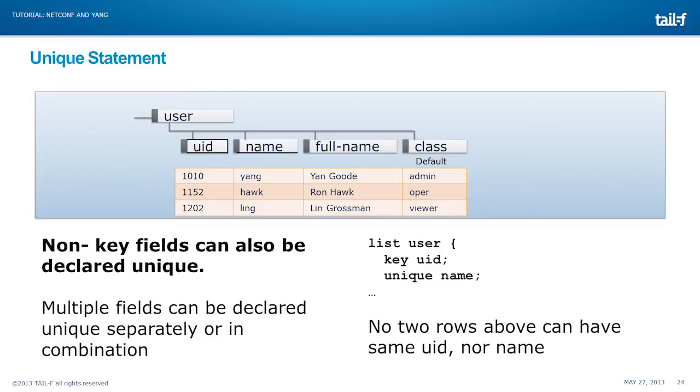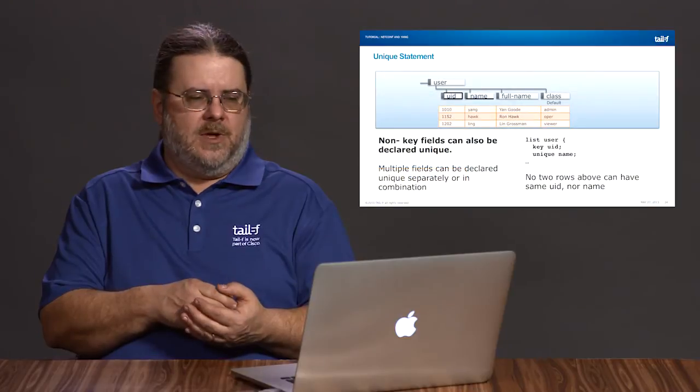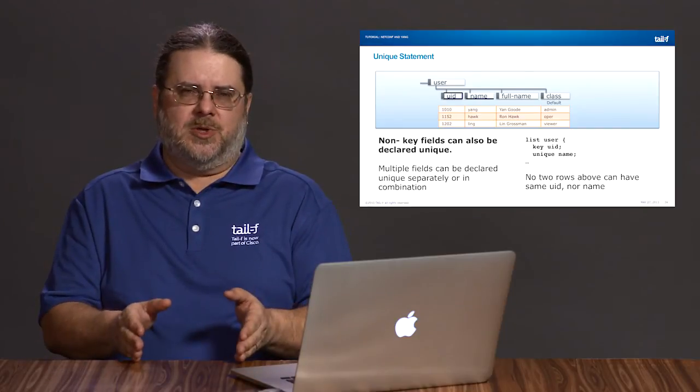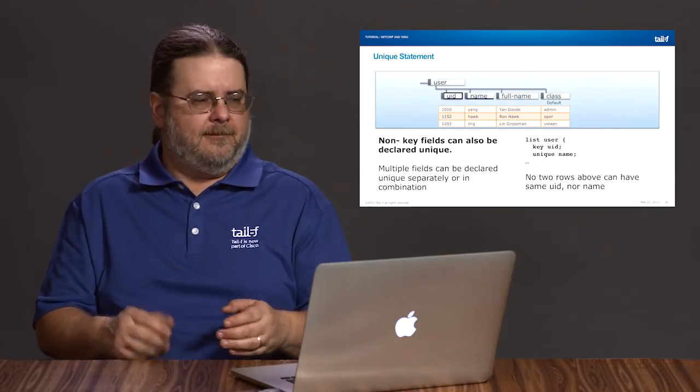You can form uniqueness groups, like in this slide, one field, so name, we've changed our key to be user ID, and then we have the name column, but even though UID is our key, we want all usernames to be unique, so we add the unique attribute to the list to have that uniqueness group. There can be multiple uniqueness groups, and within a uniqueness group, the combination of items must be unique.